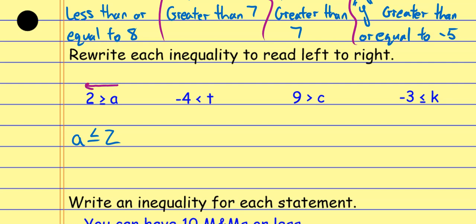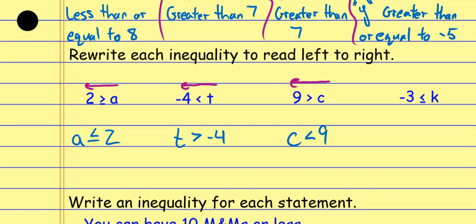If I rewrite the next one, again, it's t. The alligator was eating the t, so I make sure it's still eating the t. So now it's t is greater than -4. And again, if I had read the original backwards, it would say the same thing. The next one, again, I want to start with the c, so I put the c down. And now think about which way that thing is pointing in regards to the c. The little end should be at the c. The alligator should be eating the 9. So it's c is less than 9. And if I read the original backwards, that's what it says.